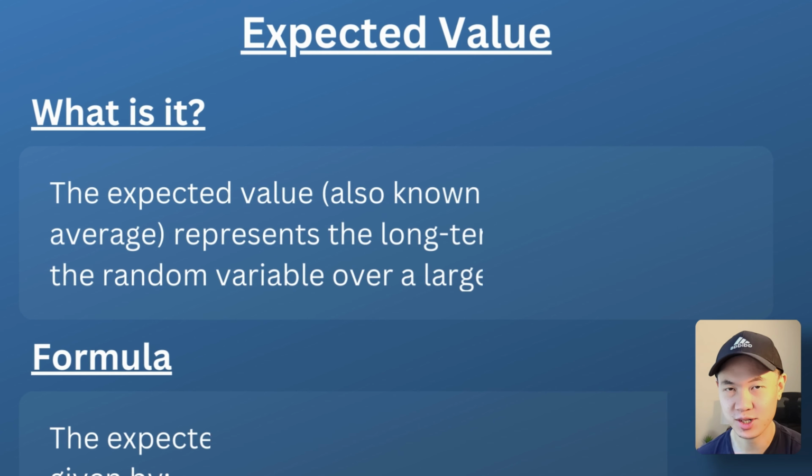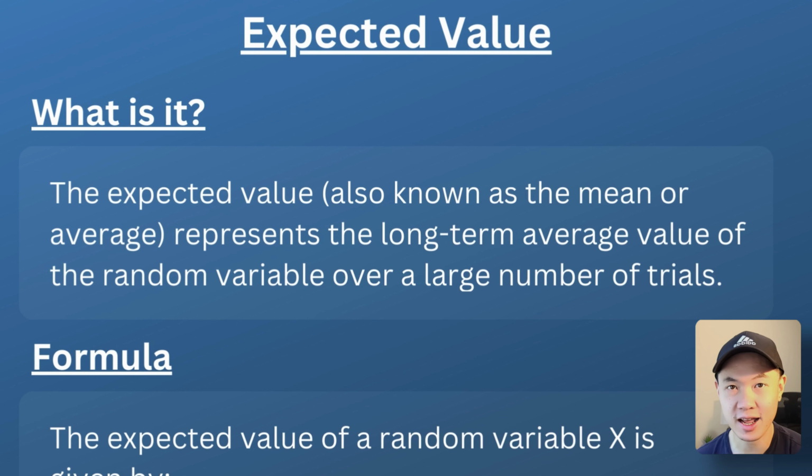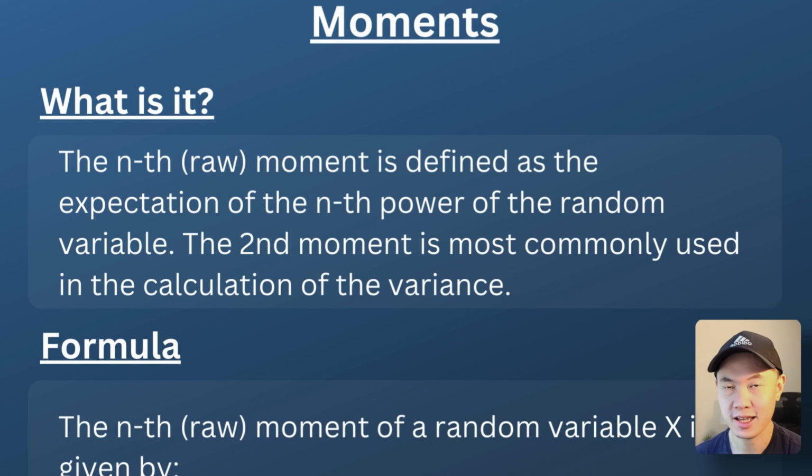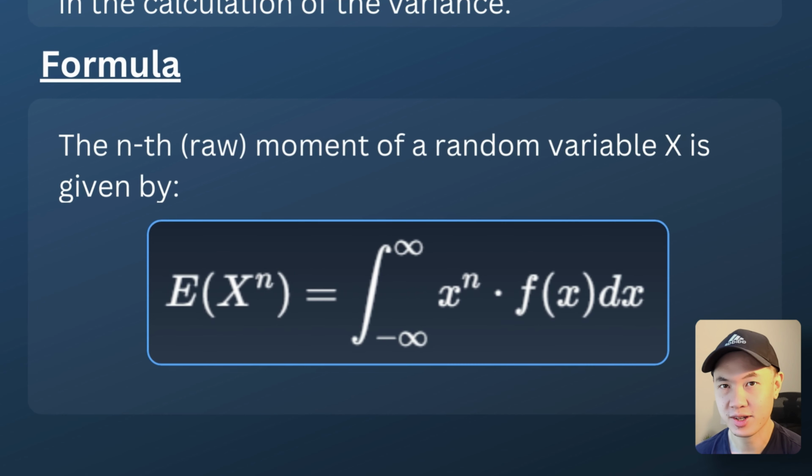The expected value is your average, so your expected outcome over a large number of trials. And the formula to calculate it is the integral across all values, so from negative infinity to infinity of x times f(x) dx. The nth raw moment is the expectation of x raised to n. This is most commonly used when calculating the variance, which we'll see later in this video. The formula to calculate the nth raw moment is the integral from negative infinity to infinity of x raised to the n times f(x) dx.